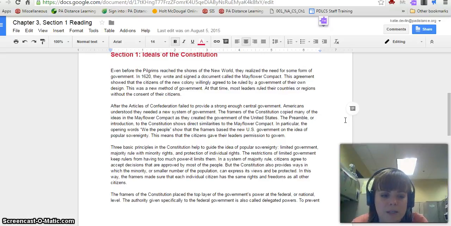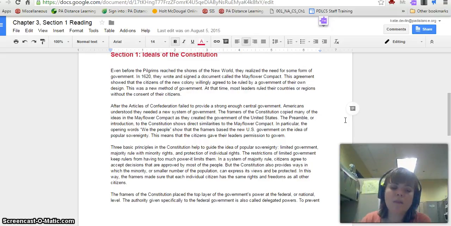Three basic principles in the Constitution help to guide the area of popular sovereignty: limited government, majority rule with minority rights, and protection of individual rights. The restrictions of limited government keep rulers from having too much power. It limits them. In a system of majority rule, the citizens agree to accept decisions that are approved by most of the people. But the Constitution also provides ways in which the minority, or smaller number of the population, can express its views and be protected.